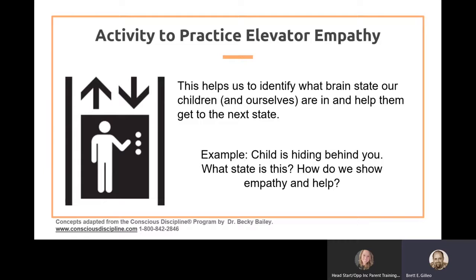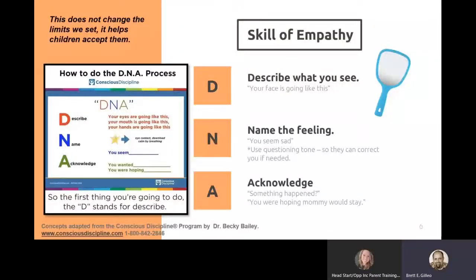If a kid's hiding behind you, that's probably, and you can correct me if I'm wrong, Beth, my assumption is that it's a safety state. So how do we show it and help them? With that, if you use describe, name, and acknowledge, you could say, oh, I see that your body's hiding behind me. You seem scared.